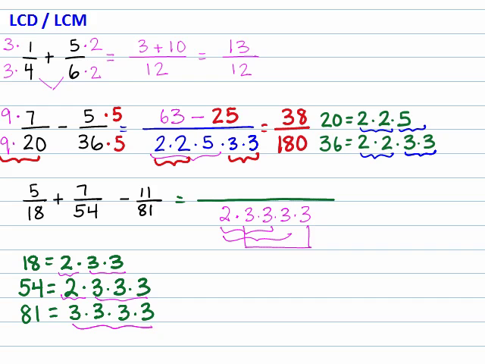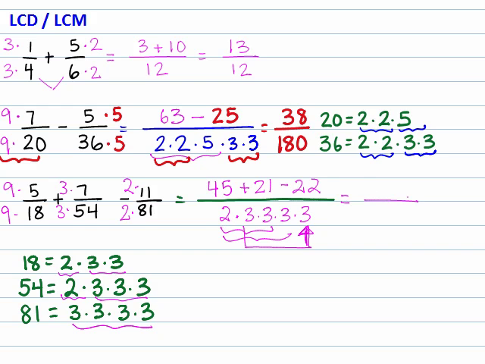What's missing from 18 to become the least common denominator? 18 has a 2 and 2 3's. I am missing 2 3's. So times 9 and times 9. 9 times 5 is 45. What's missing from 54 to become the least common denominator? 54 is 2 times 3 times 3 times 3. What's missing is this 3 right here. So I'm going to multiply by 3 and by 3. 3 times 7 is 21. And what's missing from 81? 81 has all the 3's, but it doesn't have the 2. So I'm missing a 2, so I'm going to multiply by 2, and that will be minus 22.